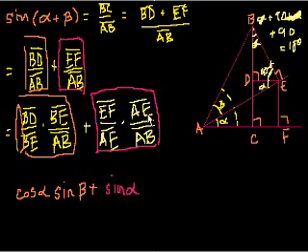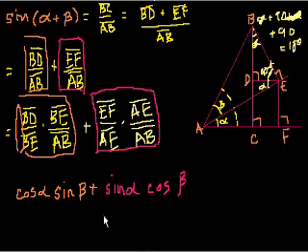And what's AE over AB? Now we're looking at this large right triangle here. AE over AB is the adjacent of beta over the hypotenuse. Well, what's adjacent over hypotenuse? That's cosine. Cosine of beta, of this beta right here.